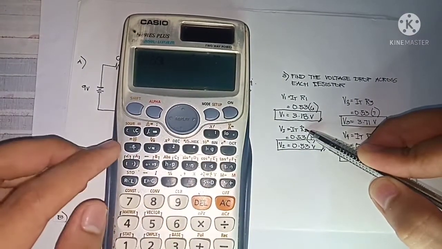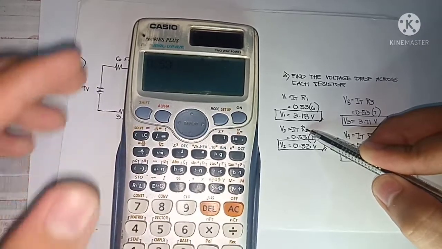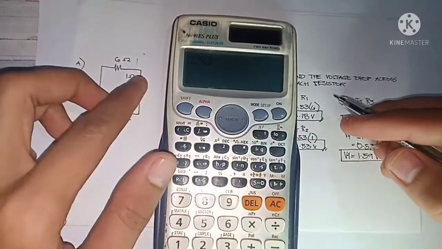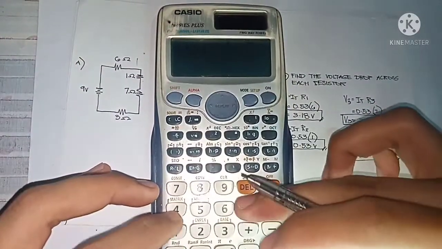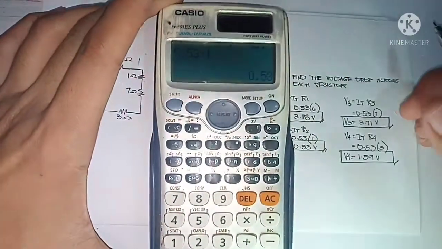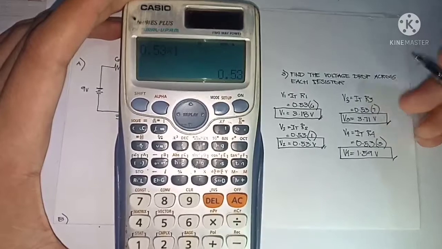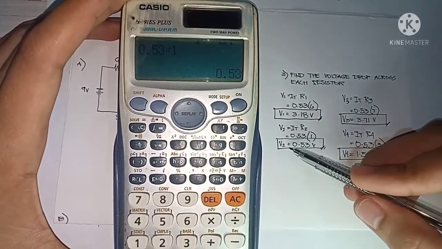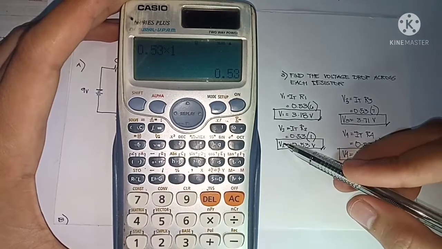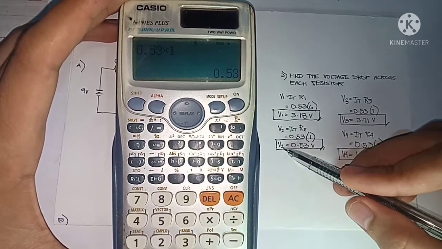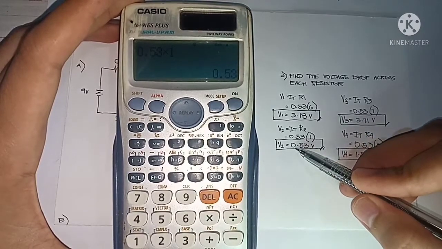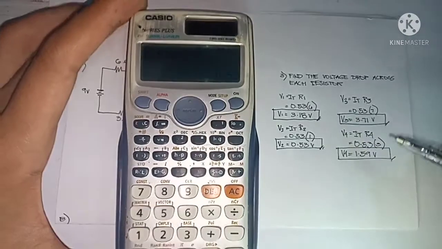0.53, the current total, times resistor 2, which is 1, times 1, equals 0.53 volts. So in voltage 2, the voltage drop across resistor 2 is equal to 0.53 volts.